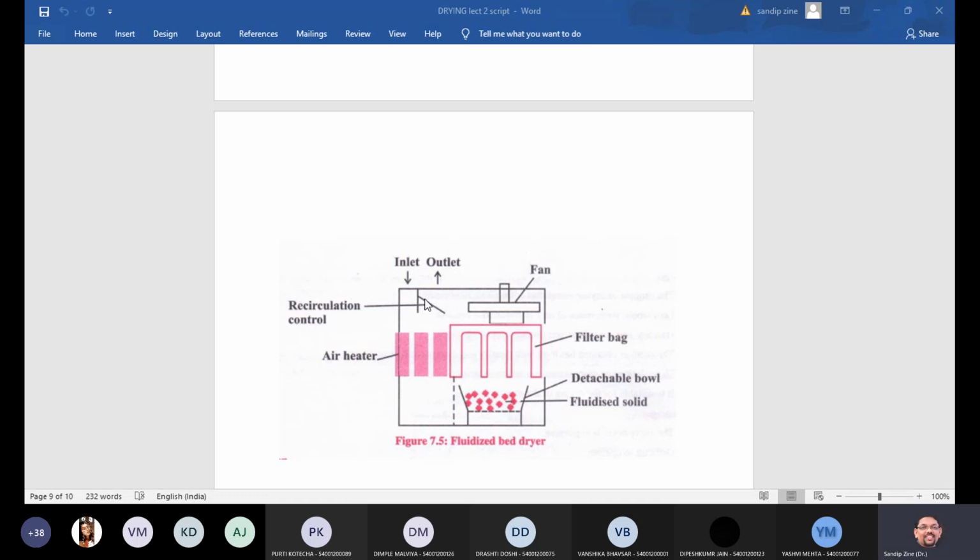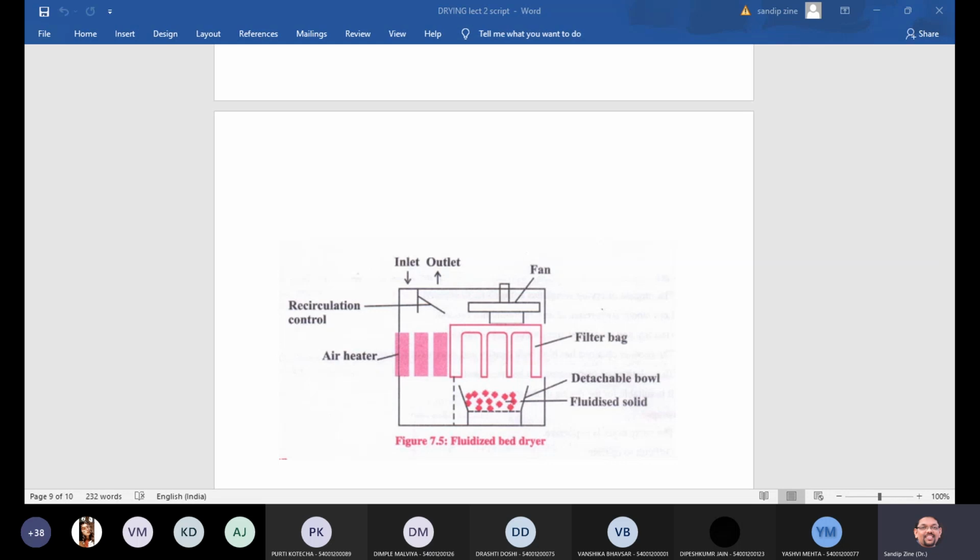Generally, hot air is passed through a perforated bottom of the container containing the granules to be dried, and the granules are suspended in the air stream and rise from the bottom, and this condition is called a fluidized state, isn't it? So hot air surrounds each granule to dry it completely, and therefore the materials or granules are dried uniformly. So this is the overall principle of this dryer.